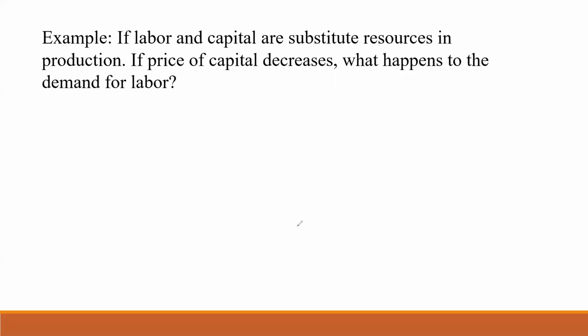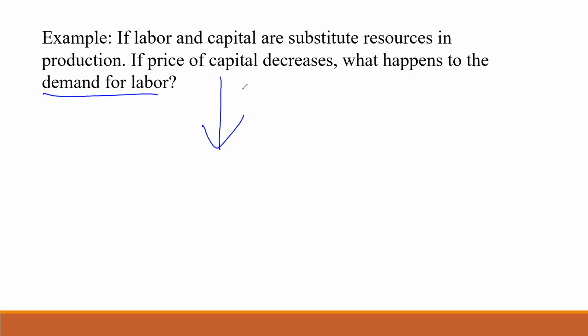Now let's look at the second example. If labor and capital are substitute resources in production, and the price of capital decreases, what happens to the demand for labor? If the price of capital decreases, firms tend to move towards capital. They can replace labor with capital. If that happens, demand for labor starts to decrease.